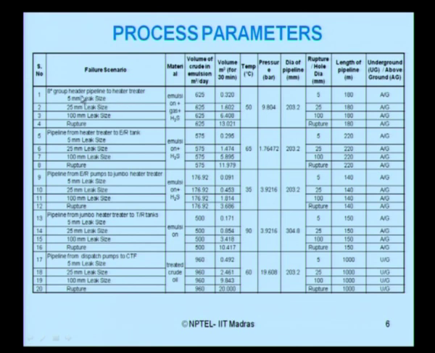I analyze for a 5 mm leak size, I call that serial number 1. The material being transported is an emulsion plus gas plus hydrogen sulfide. The volume of crude oil emulsion for this specific transport is about 625 meter cube per day. The volume in cubic meter for 30 minutes, because that is the scenario duration I am looking at. Why 30 minutes?